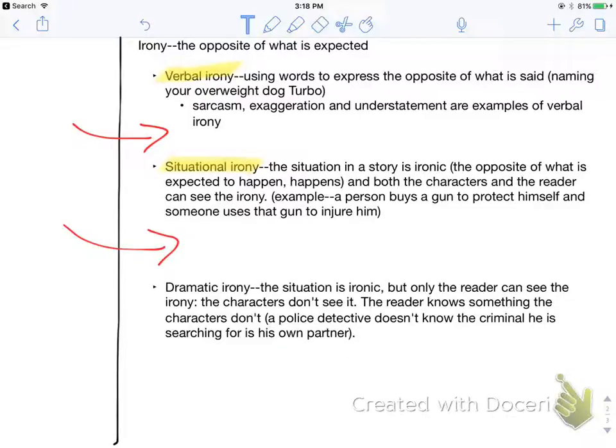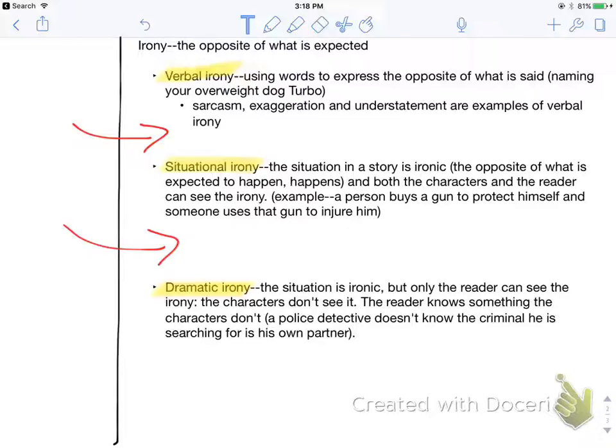The last one is dramatic irony. Okay, so this is another one where the situation is ironic, but in this case, the reader is the only one who can see, or the viewer, if you're watching a movie, they're the only ones who can see the irony. The characters don't get it. The characters don't realize that the situation is ironic. And this is often because the reader knows something that the characters don't know.